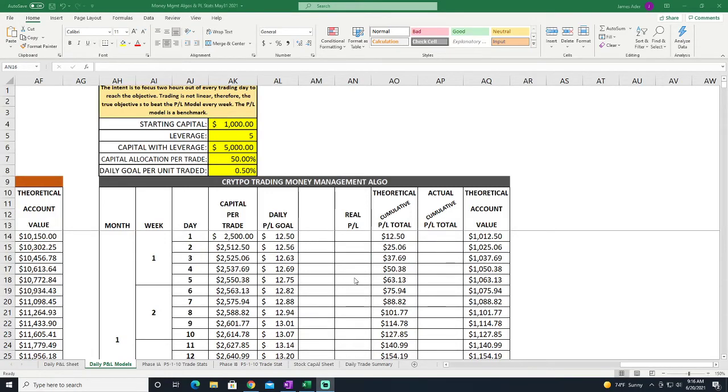All right, here's the second installment today. I was going to include this in the first one, but we ran a little long, so this will just take a couple of minutes. I wanted to go over the P&L chart, or the P&L model is what I call it.